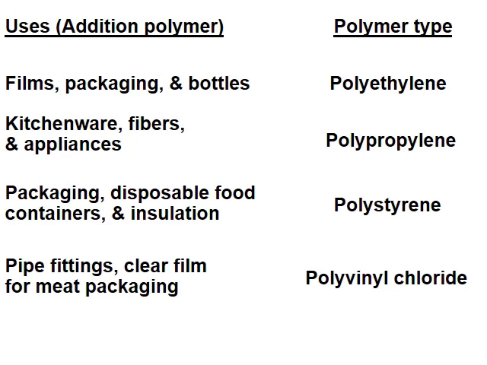Now, usage of addition polymers. In films, packaging, and bottles, you use polyethylene. Polypropylene is used in kitchenware, fibers, and appliances. Polystyrene is used in packaging, disposable food containers, and insulation. Polyvinyl chloride is used in pipe fittings and clear film for meat packaging, and these are some uses of addition polymers.